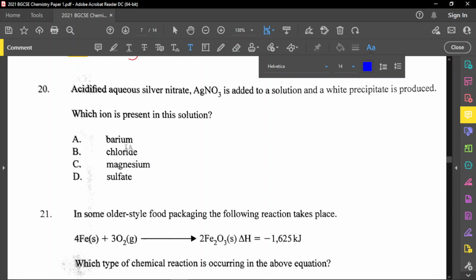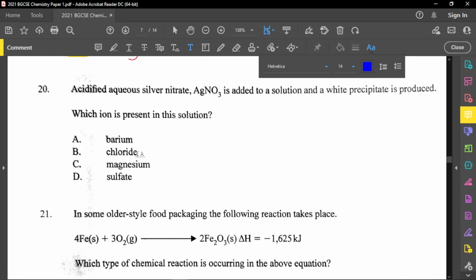Let me see. No, barium cannot form. Barium will form the nitrate, so this will be barium nitrate. Barium nitrate will be formed if you react the substance with barium, or a solution containing barium. So barium can replace silver to form barium nitrate, right? And barium nitrate is a soluble white substance.